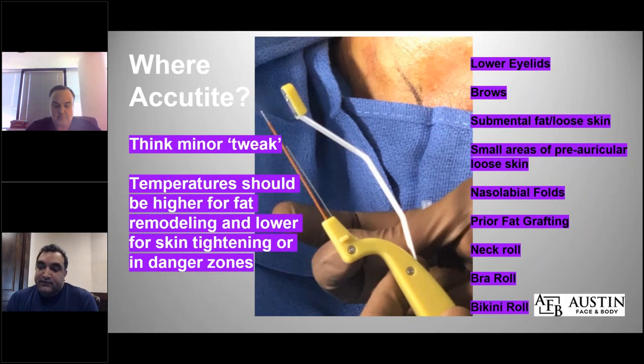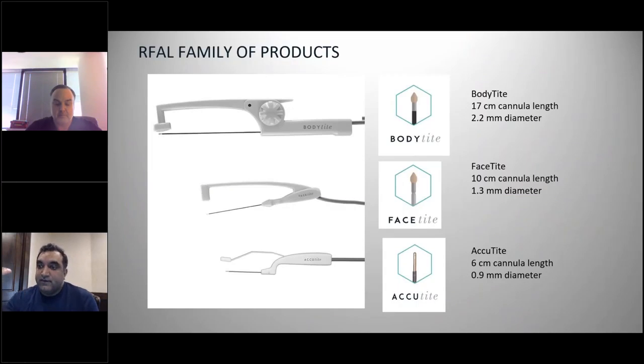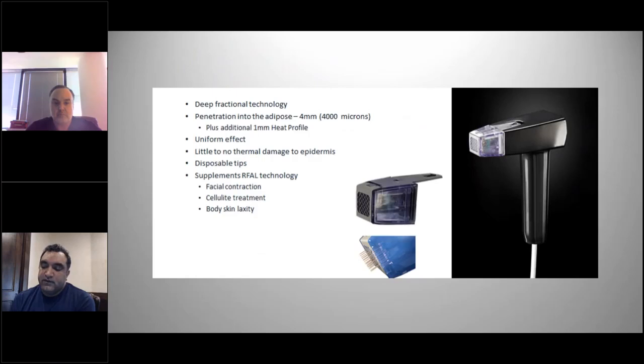Lower eyelids, brows, submentum, other small areas, nasolabial folds, and then other body areas that we've explored. Here's sort of the whole spectrum of the InMode products, from BodyTite, which is kind of the original device that was used on larger body areas, down to the AccuTite. I use the AccuTite in conjunction with the Morpheus treatment quite often, particularly around the eyelids. And we'll talk a little bit more about the anatomy as well.